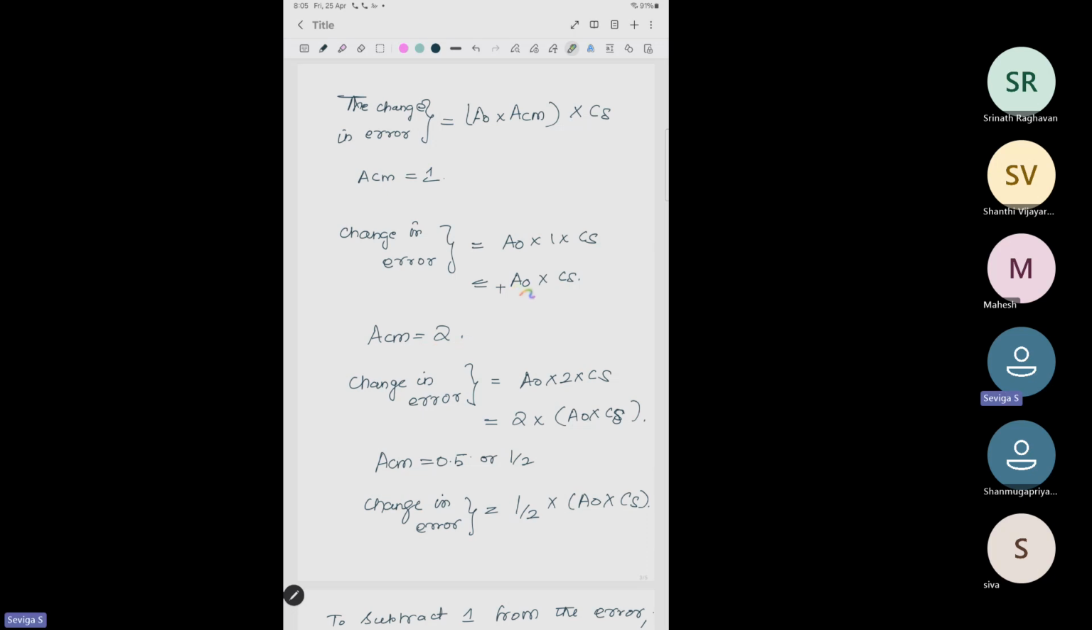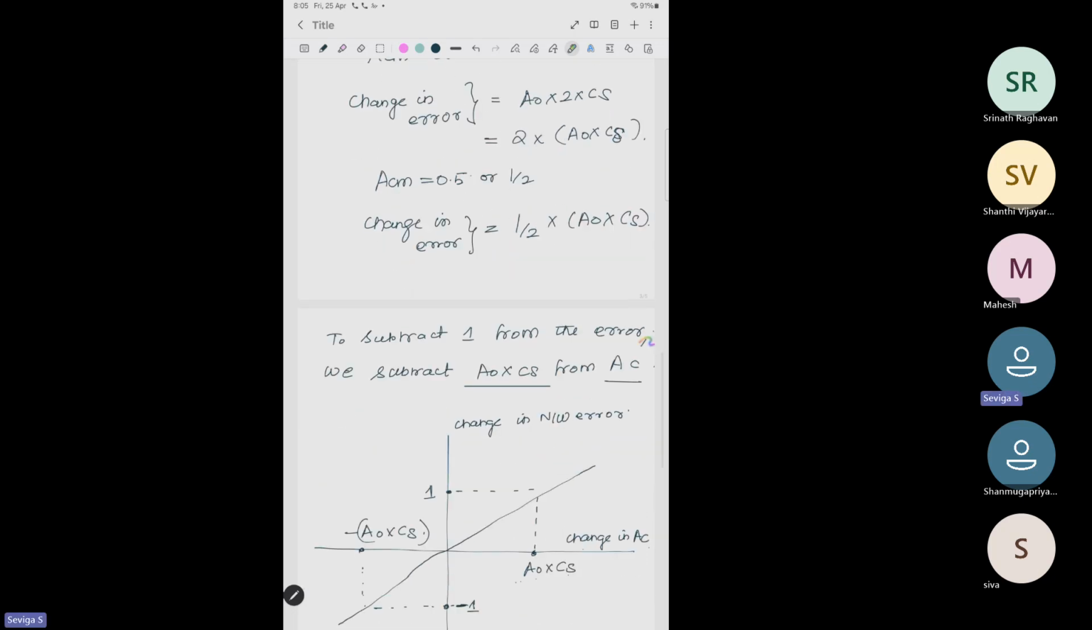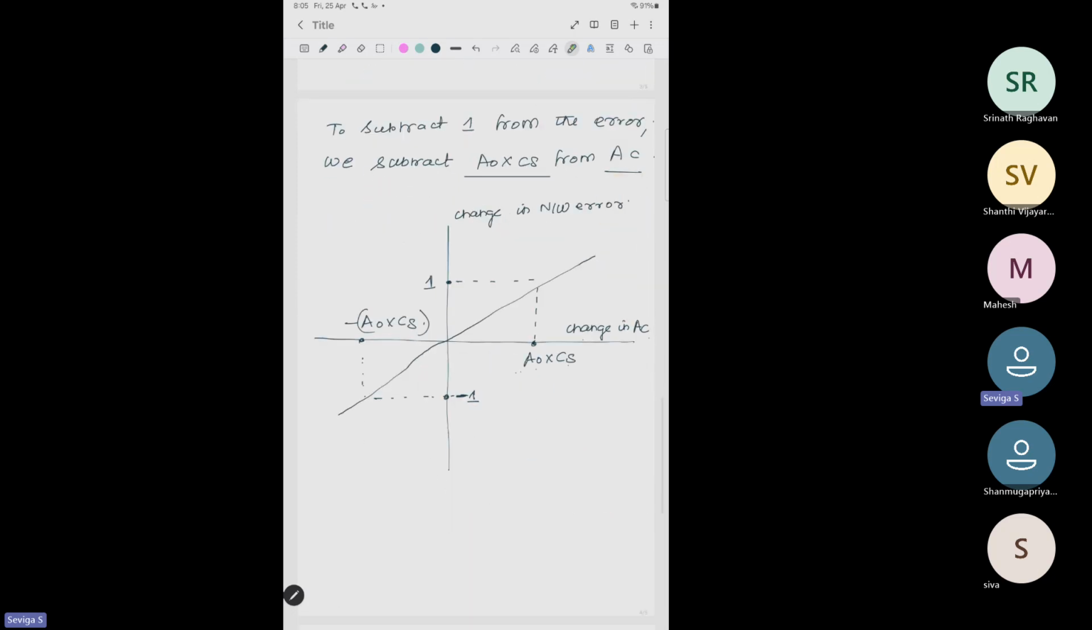Suppose the weight change is minus A naught into C. The error is going to decrease by 1; the change in error is going to be minus 1. So if you want the change of error to be minus 1, then we need to subtract A naught into AC from AC. That is what is explained in this figure.